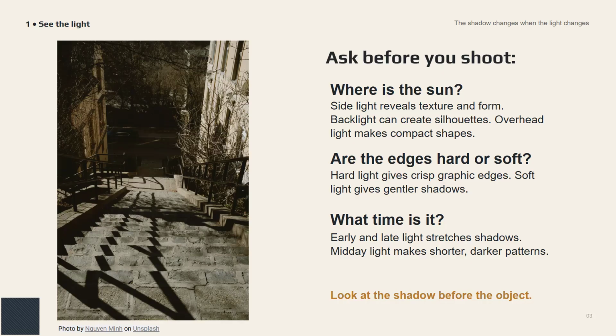In this photograph, the railings cast strong diagonal lines across the steps. The shadows repeat the structure of the railing, but they also become part of the composition. The main idea is simple. Look at the shadow before the object. Sometimes the most interesting photograph is not the object itself, it's the shape the light placed beside it.